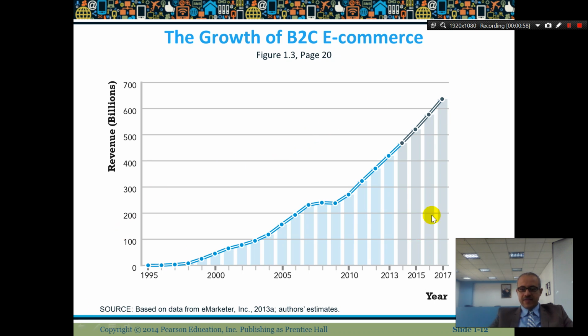So here we've got this. This is to show you the growth. This is how much revenue in billions of dollars for the B2C, business to consumer. This seems to be a big number, $600 billion. You can see it's also highly growing.